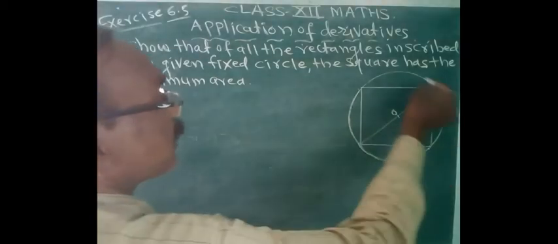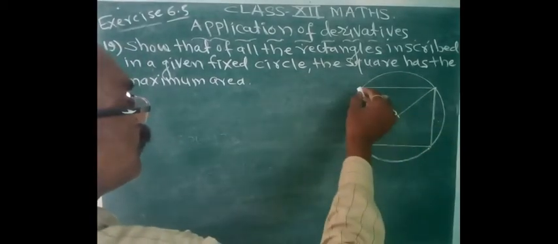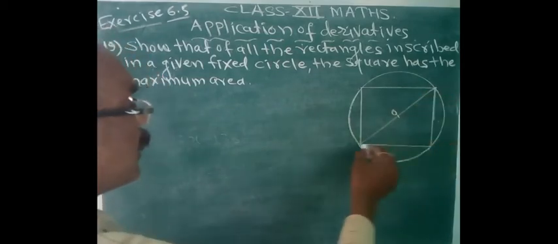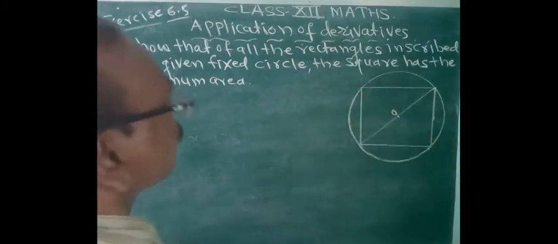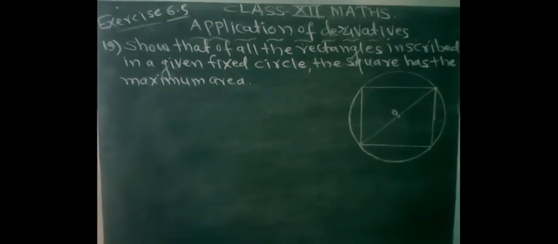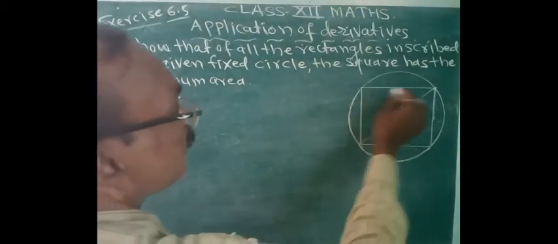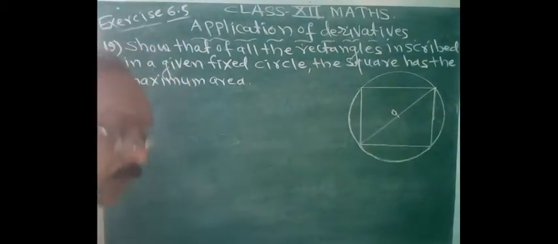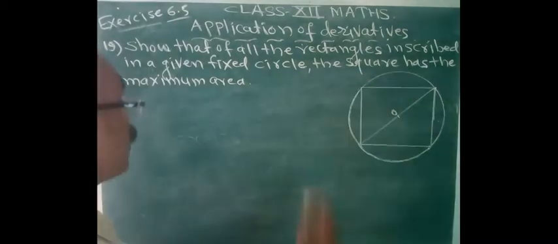Now if this is the given circle and if you inscribe a rectangle in this circle, then it is found that only the square can have the maximum area, and that you have to prove here.